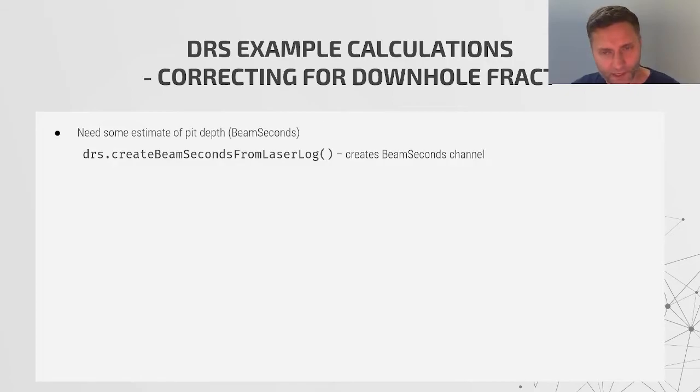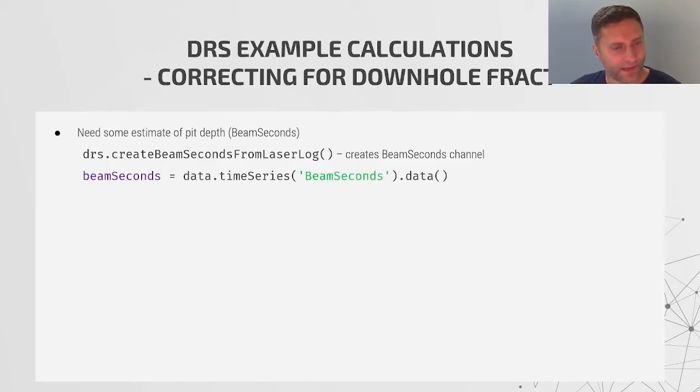And we can use this drs.create_beam_seconds_from_laser_log function to create a channel called beam seconds. So it will automatically create a channel called beam seconds that every time the laser switches on, as recorded by the laser log file, starts increasing from 0, going up one for every second until the laser switches off again. And that will be our proxy of pit depth for all of our samples. Then we can get that array to use in our DRS by referring to that time series.